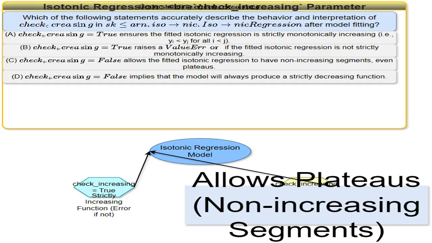When `check_increasing` equals `false`, I allow the model to produce a function with flat sections. The function is still generally non-decreasing. It never goes downhill, but it's okay to have some level stretches along the way. Think of it as a more relaxed requirement for the function's behavior.